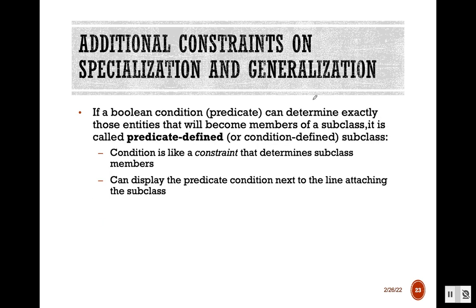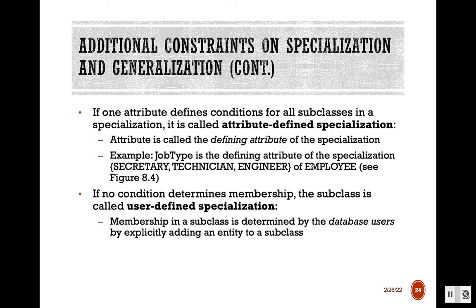So I can have some additional constraints on specialization and generalization. So one additional constraint is known as predicate defined. So if a Boolean condition like a predicate can determine exactly those entities that will become members of a subclass, then it is known as predicate defined subclass. Okay, the condition is like a constraint that will determine the subclass members, and we can display the predicate condition next to the line attaching to the subclass.